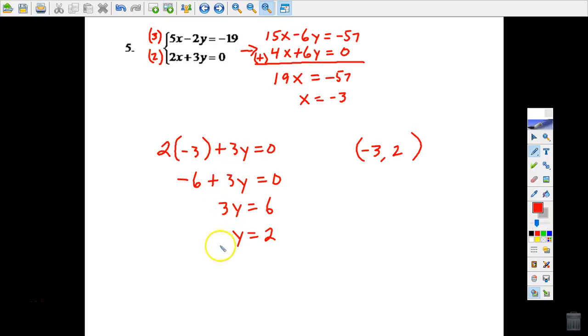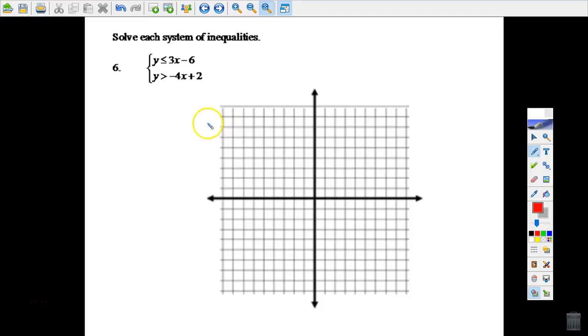All right, we are moving right along. Let's try number 6. Now we're solving a system of inequalities. We just finished solving systems of equations. Solving systems of inequalities, the solution will be a shaded region, if there is a solution. It will be a shaded area that represents all of the ordered pairs that make both of these inequalities true.